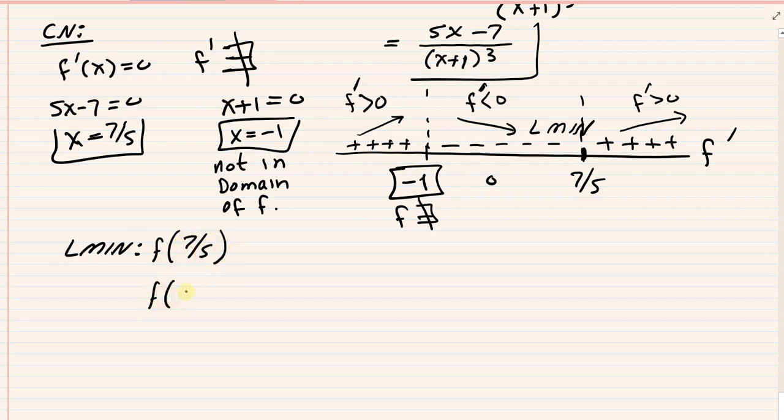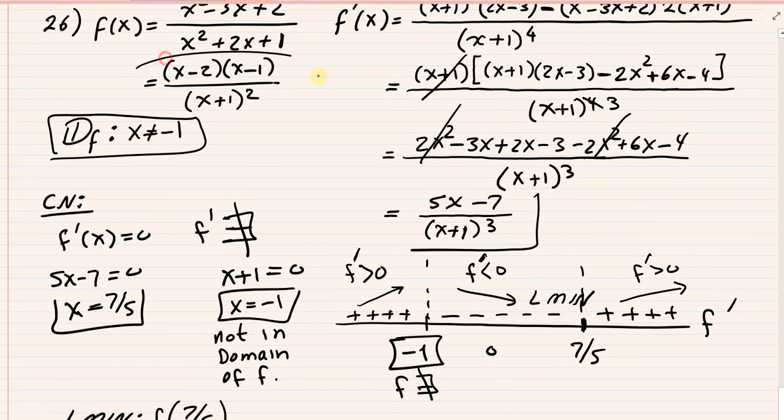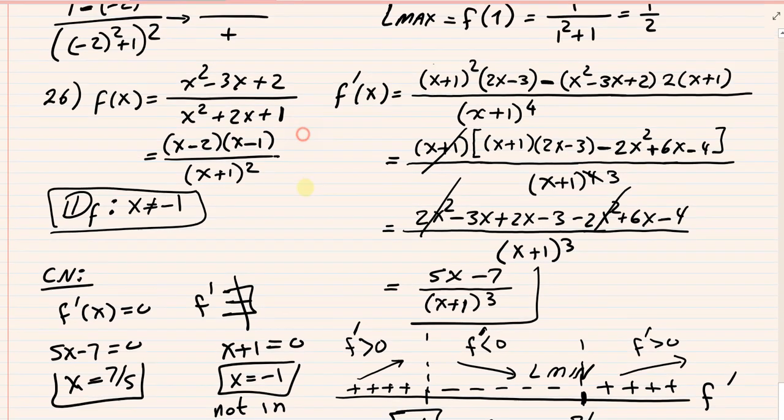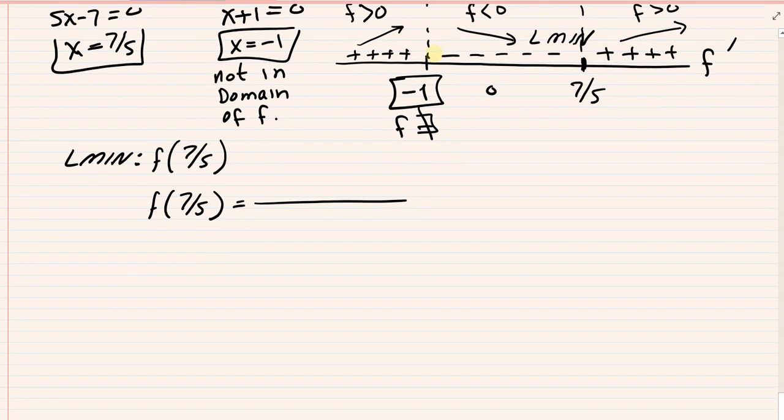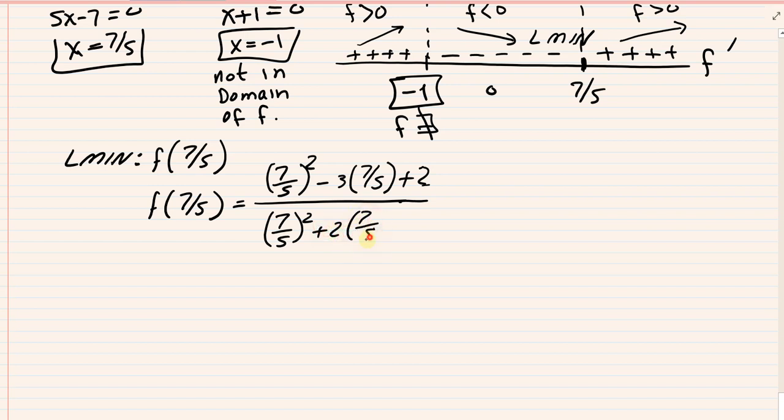And for this one, f at 7/5, this is where I'm actually going to look at the original function, what I was doing earlier. Maybe it's easier to plug into that one rather than the other one. Yeah, let me do that. So it's going to be 7/5 squared minus 3 times 7/5 plus 2, and then divided by 7/5 squared plus 2 times 7/5 plus 1.